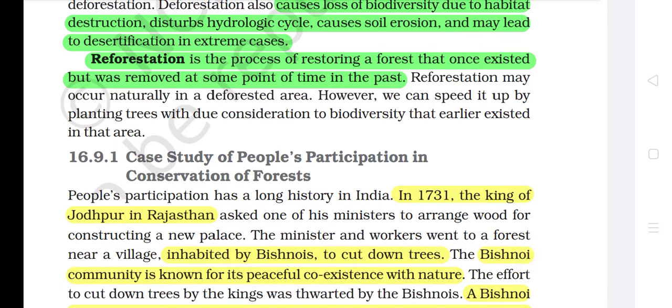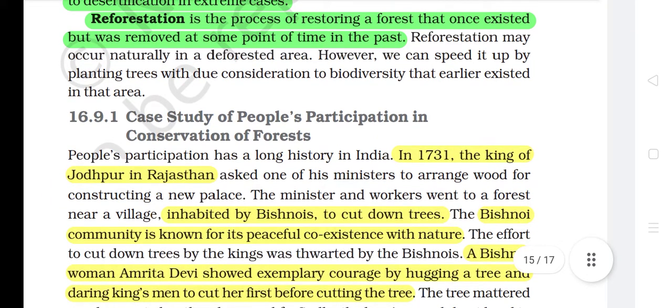Reforestation may occur naturally in a deforested area. However, we can speed it up by planting trees with due consideration to biodiversity that earlier existed in that area.